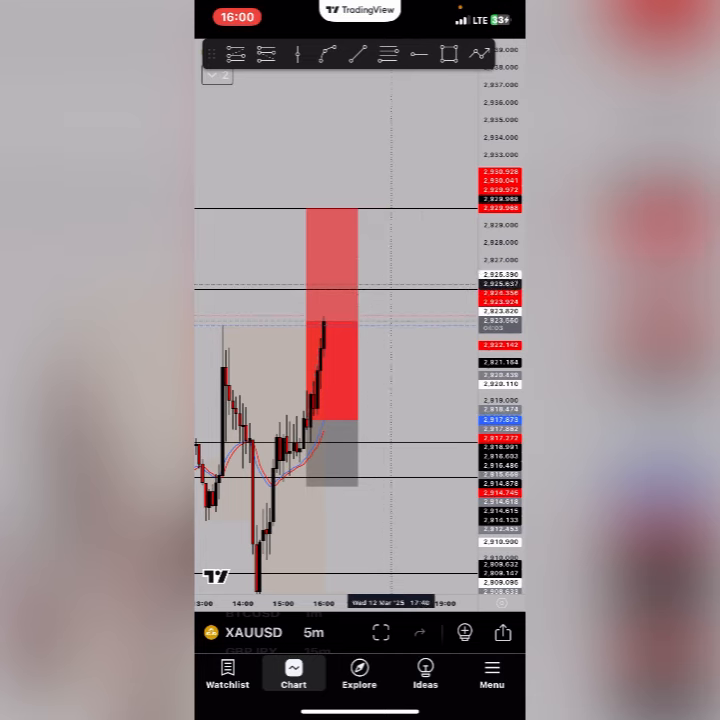Guys, at this level, this line right here, I'm going to close one position, then allow the other one to run. Maybe I'm going to be closing that here, right here. Let's see how it plays, guys.